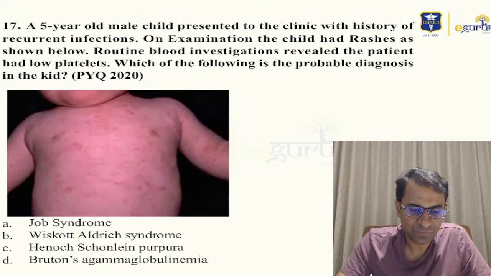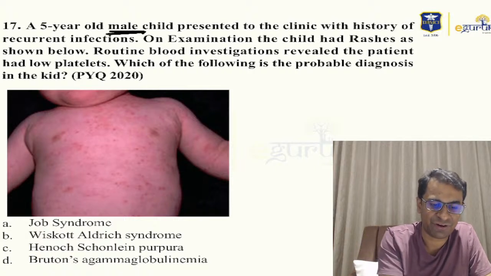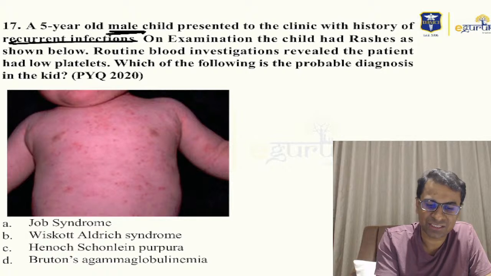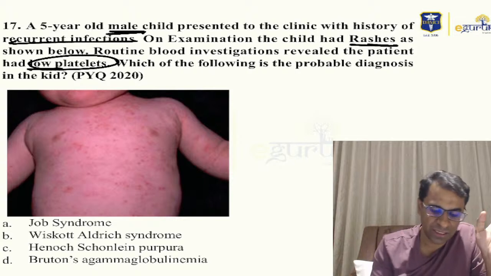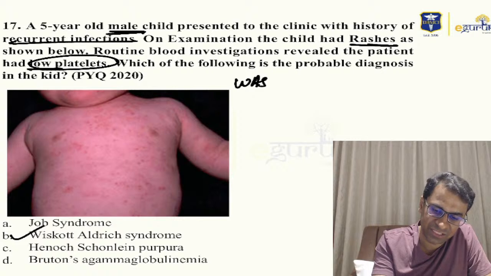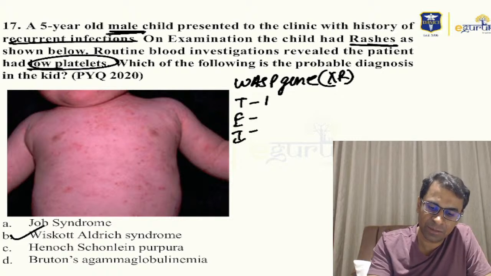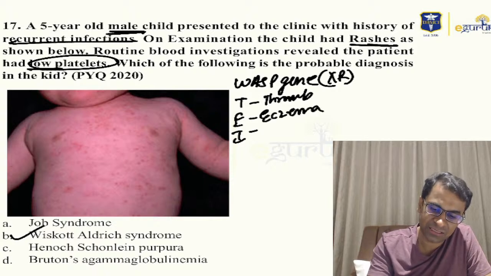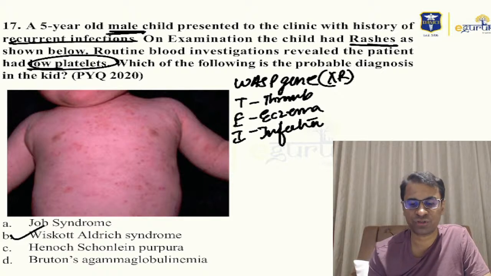Next question. A 5-year-old boy came to the clinic with a history of recurrent infection. He has rashes and he has a low platelet count. Three things you got. What is this? It's a case of Wiskott-Aldrich syndrome. In this there's a WASP gene defect. It's an X-linked recessive defect, and WASP is TEI. As the name says, TEI, thrombocytopenia, eczema and infections. Three things often happen in Wiskott-Aldrich syndrome.